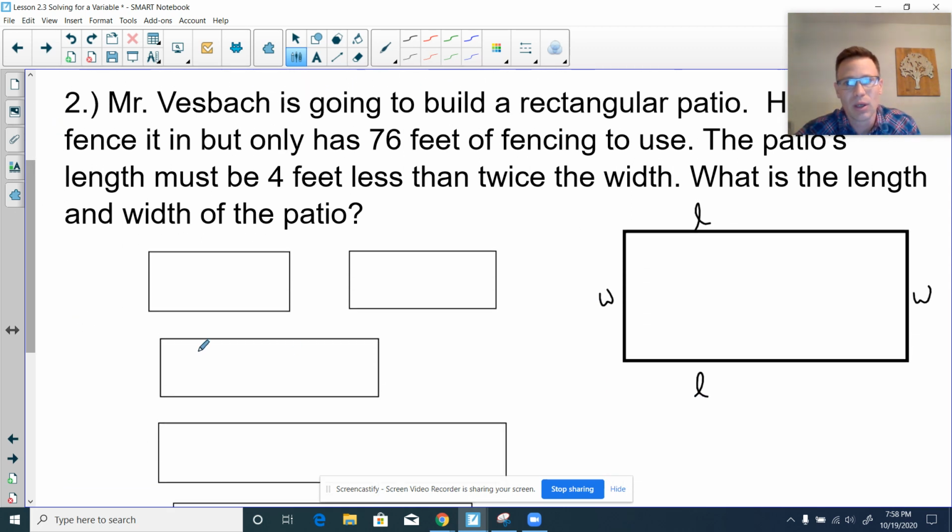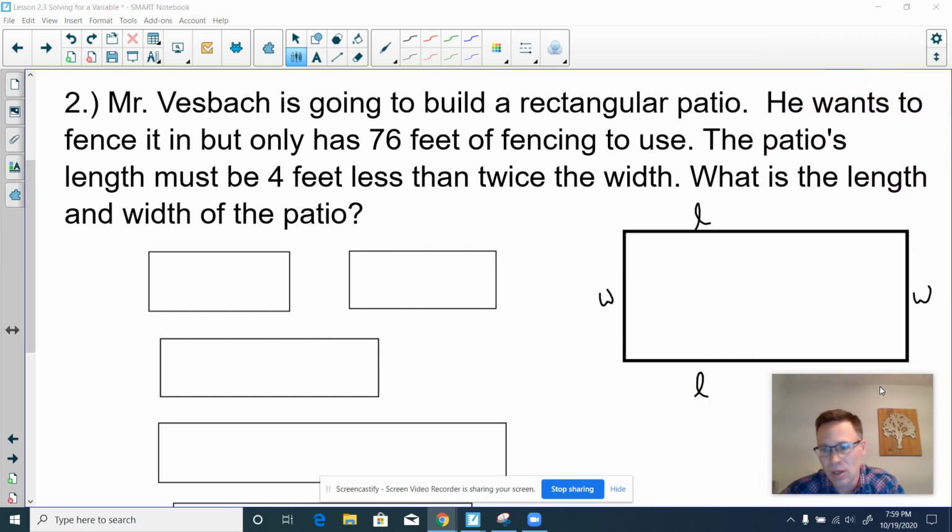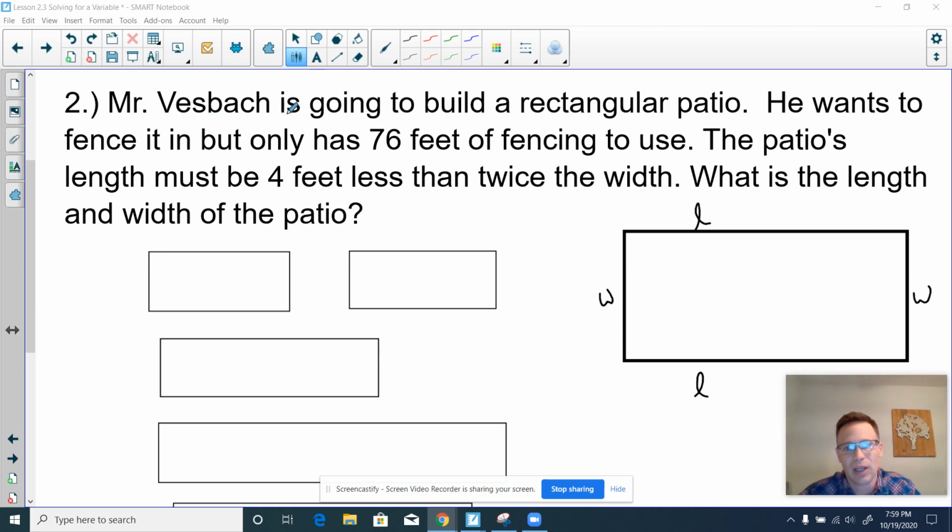All right, next one. These problems are not going away. Make sure that you can understand how to use them. These are the rectangular patio problems. I'm going to build a rectangular patio. I want to fence it in, but I only have 76 feet of fence. The patio's length must be 4 less than something. What am I taking first? Twice the width. That is 2w, and I'm going 4 less than that.